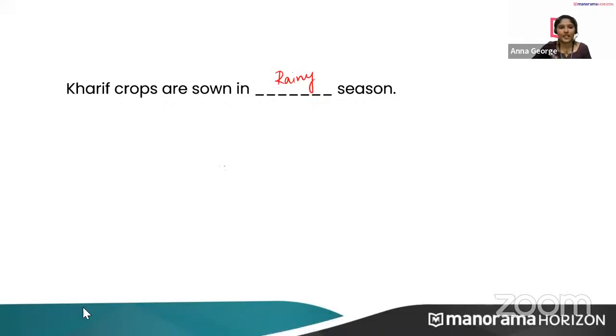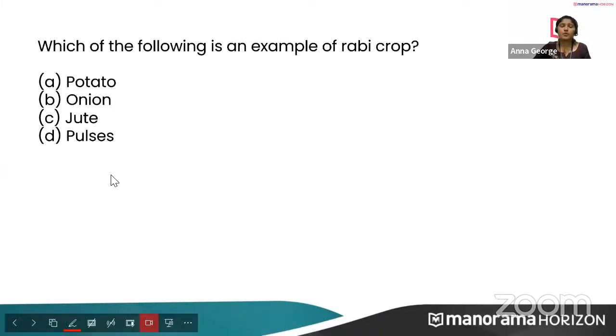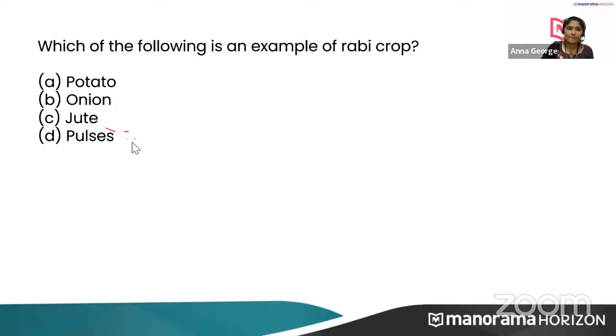Now, which one of the following is an example of a rabi crop? What is a rabi crop? They are sown in winter. And which one of the following is an example of rabi crops? They are pulses. Yes, they are pulses. Okay.